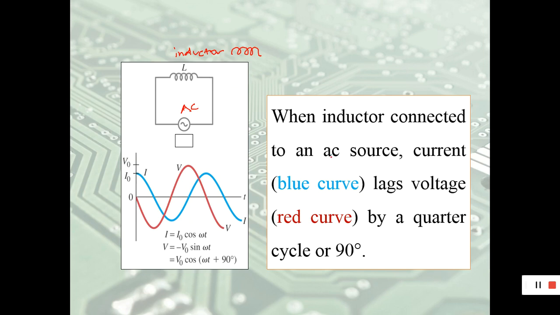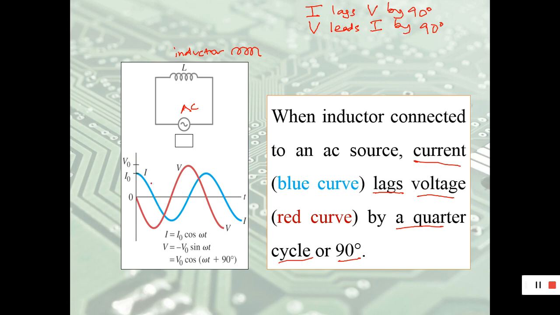You can see here, the current I lags voltage by a quarter cycle or 90 degrees. So I lags V by 90 degrees, or you can say that V leads I by 90 degrees. V leads I by 90 degrees. From the graph, you can see that V is in front of I by 90 degrees.